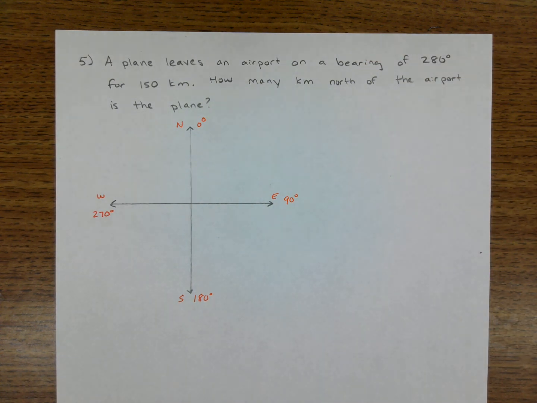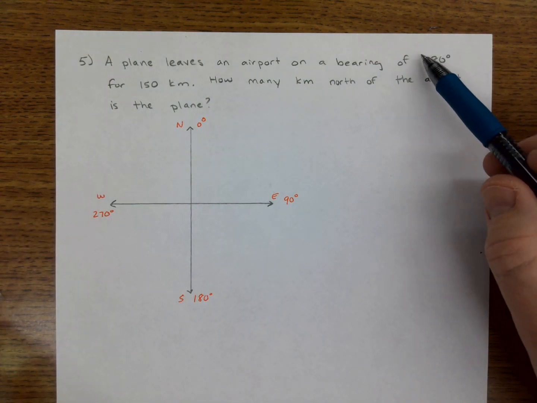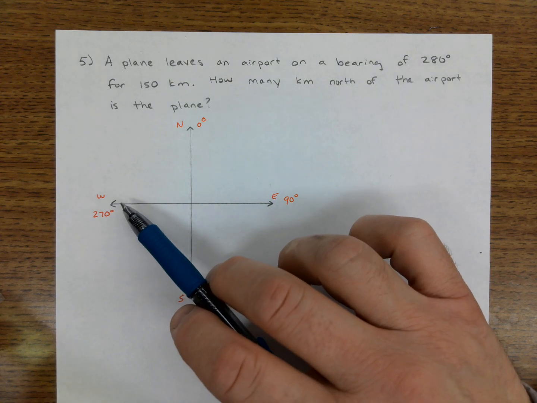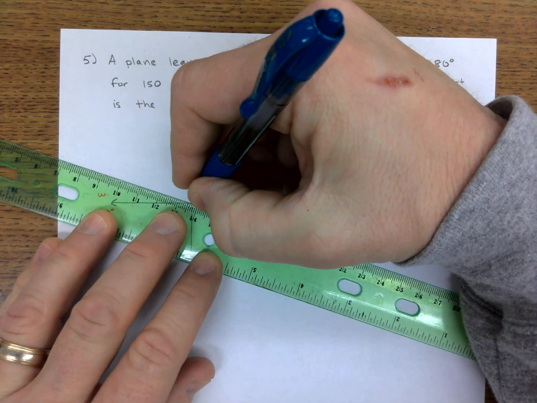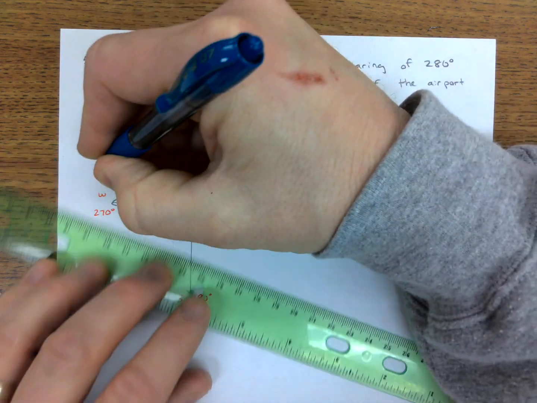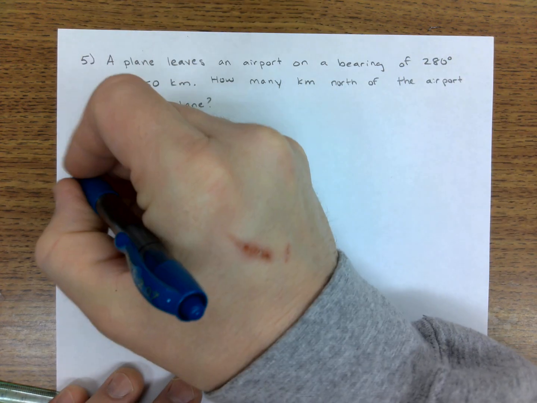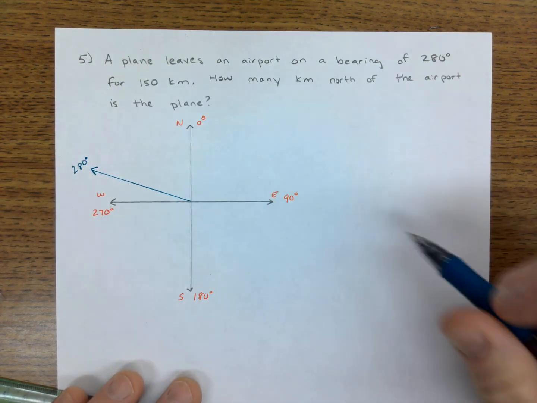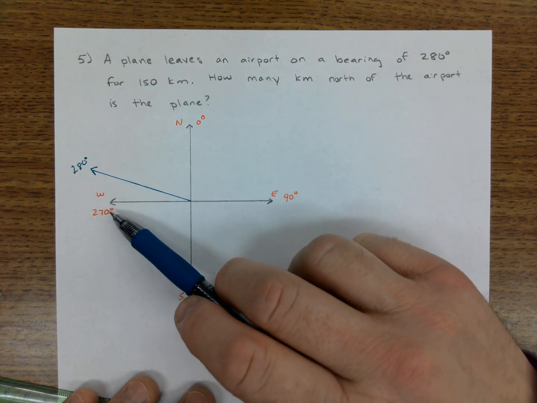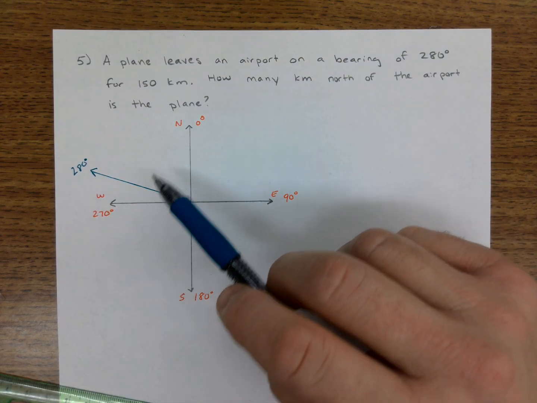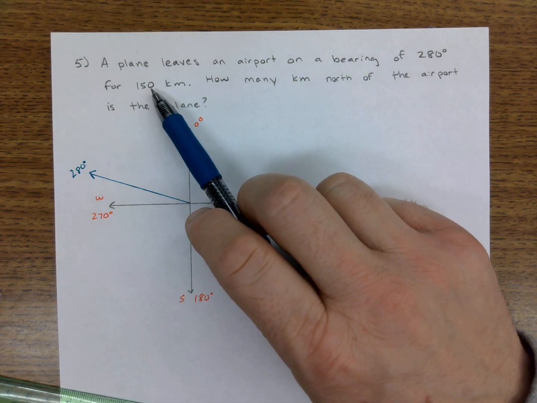So first off, let's draw where the plane's going. 280 degrees. Well, here's 270, and we go 10 degrees past this. So try and get something to scale. Maybe that's a good drawing right there. This is 280 degrees. Definitely not in the middle between these two. It's definitely closer to 270. So there's where the plane goes, and the plane travels for 150 kilometers.